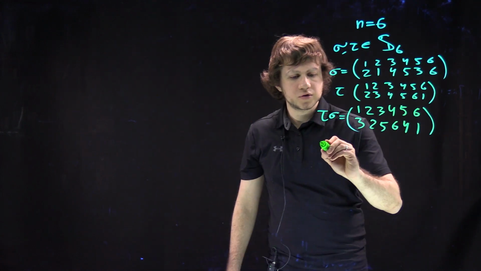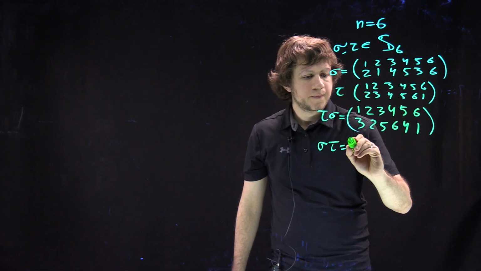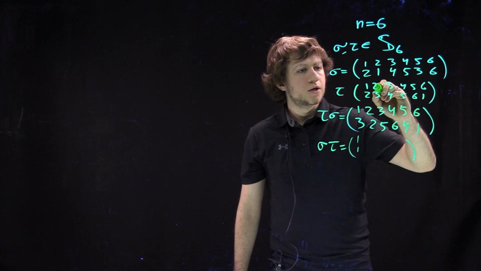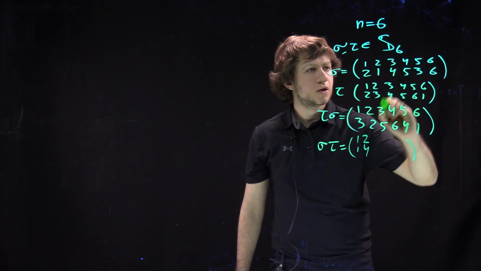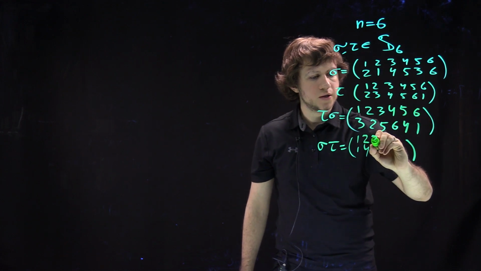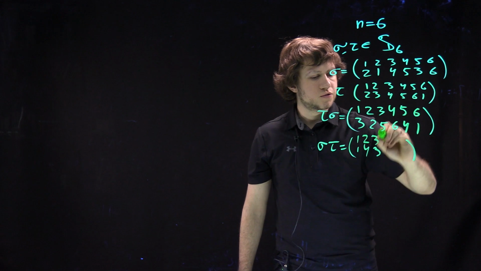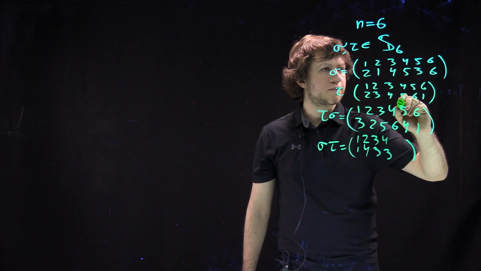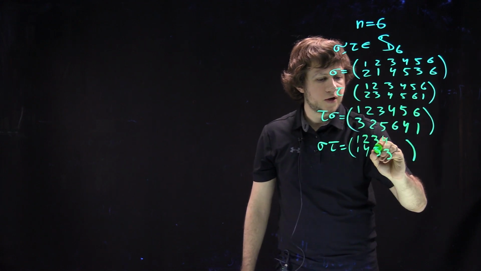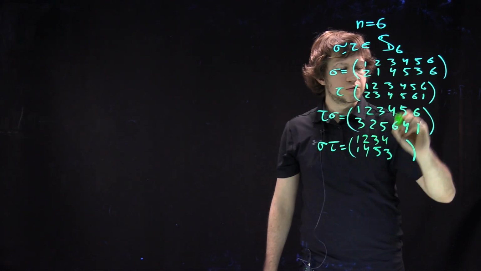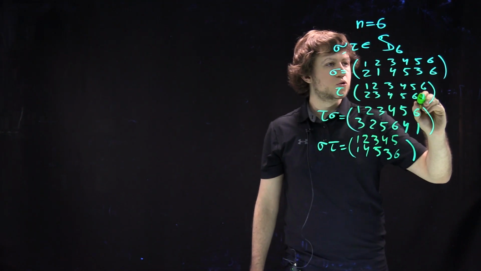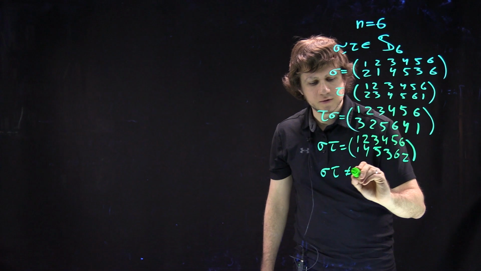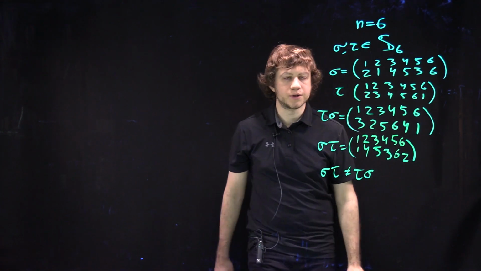But I can also compute their composition in the other order. Then I first need to start with tau. So 1 goes to 2, 2 goes to 1, 2 goes to 3, 3 goes to 4, 4 goes to 3, 4 goes to 5, 5 goes to 3, 3 goes to 4, 4 goes to 5, I'm sorry, 5 goes to 6, 6 goes to 6, and 6 goes to 1, 1 goes to 2. And notice that sigma tau is not equal to tau sigma, so order actually matters.